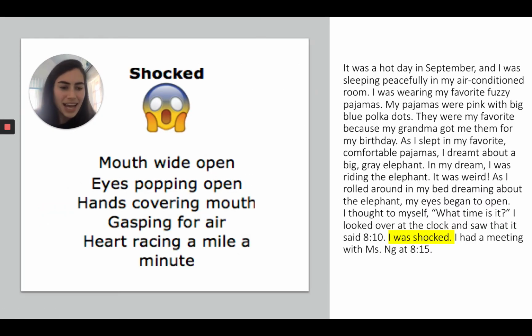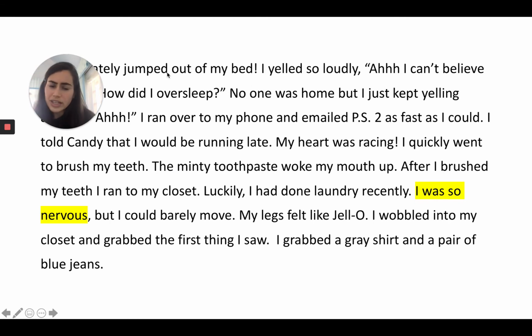Instead of saying I was shocked, I could say, I looked over at the clock and saw that it was 8:10. My eyes popped open and my mouth dropped open. I started gasping for air. I had a meeting with Miss Ng at 8:15. See the difference? Instead of I was shocked, my mouth dropped open, my eyes were open, I started gasping for air. You feel like you're there with me. You can tell that a better writer would do that. Now, I'm going to go to the next part of my story and try it again.